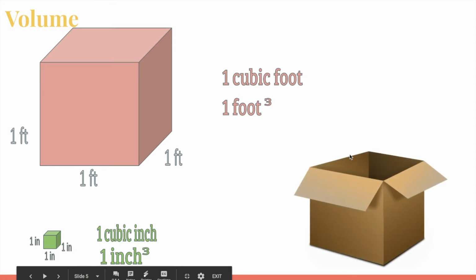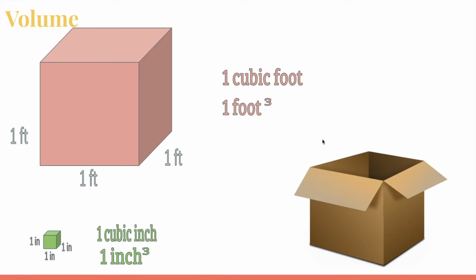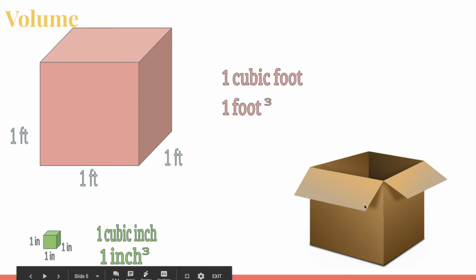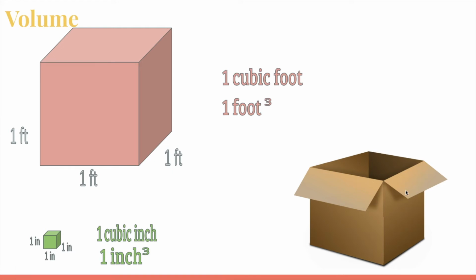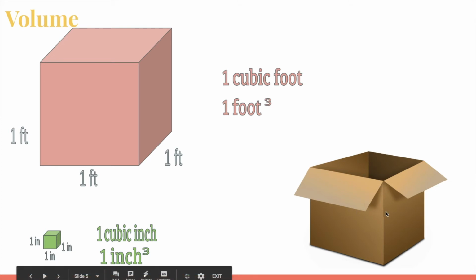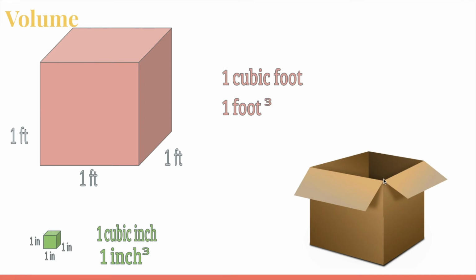Sweet. And so using volume would tell you how much space is inside a 3-dimensional object. Like, for example, this box. How many of these cubic inches would fit inside this box? Maybe you would need like 78 of them. If 78 of these cubic inches fit inside here, that means the volume of this box is 78 cubic inches. It's telling you how much space you have inside, how much of these would fit in here.